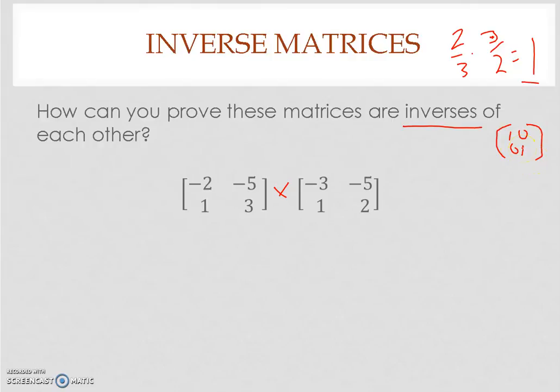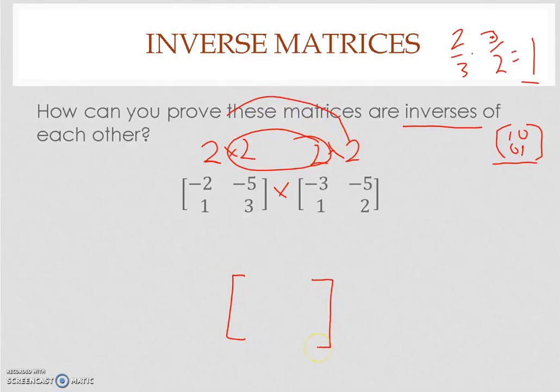So if these really are inverses of each other, that means when I multiply them together, this is the matrix that I should get. And again, here we have a 2x2 matrix multiplied by another 2x2 matrix. I can multiply them together because those numbers match. My resulting matrix is going to be a 2x2 matrix. So I'm going to start with the first row, the first column.